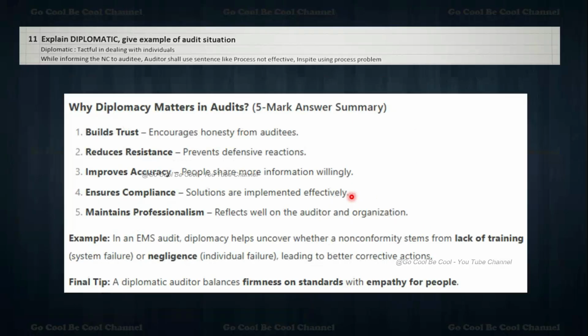For example, in a 5-mark question, you can write these five points: build trust, encourage honesty from auditees, reduce resistance, improve accuracy, ensure compliance, and maintain professionalism. Example: in an EMS audit, diplomacy helps uncover whether a non-conformity stems from lack of training, system failure, or a negligent individual. The final tip is that a diplomatic auditor balances firmness on standards with empathy for the people.